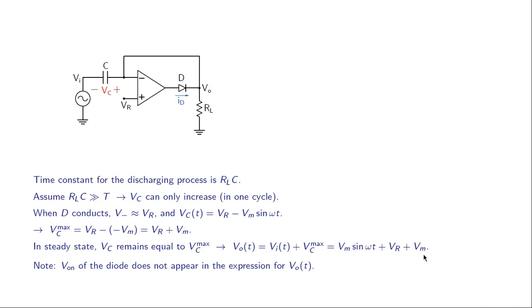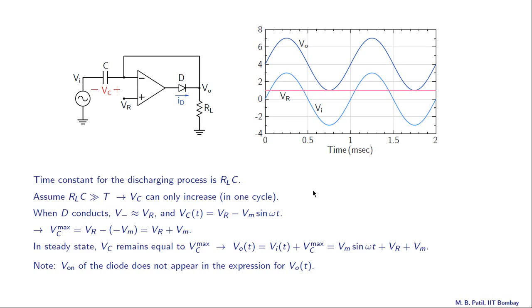Here is an example. The input voltage has an amplitude of 3 volts, so it varies between plus 3 and minus 3. This is our VR equal to 1 volt, and our output voltage is Vi plus VR plus Vm, and that essentially serves to clamp VO exactly at VR as we see in this plot.